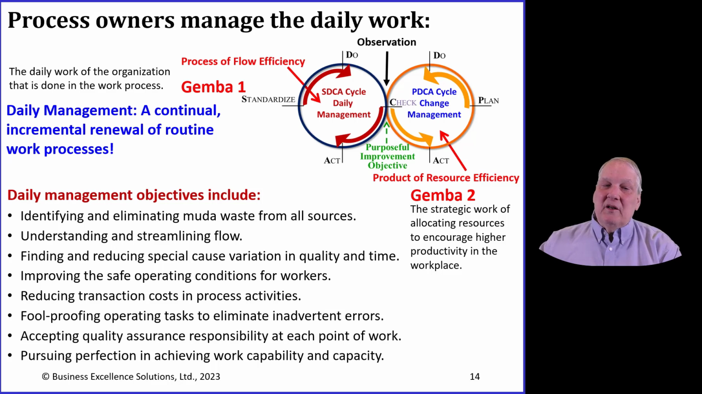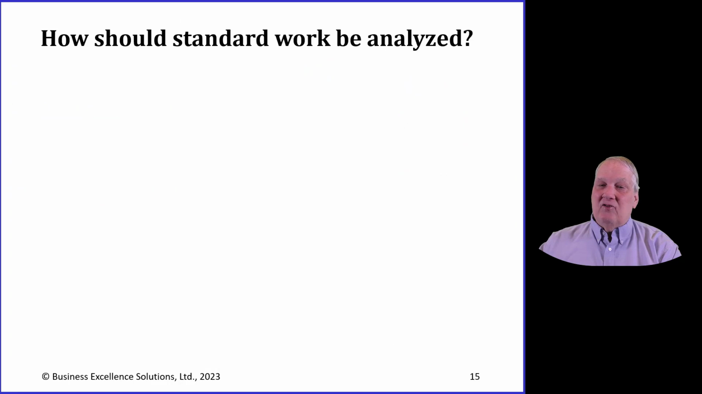So daily management includes identifying and eliminating muda, waste from all the sources, understanding streamlining flow, that's mura waste, finding and reducing special cause variation in quality and time, improving safe operating conditions for workers, reducing transaction costs in the process activities, foolproofing operating tasks and eliminating inadvertent errors, accepting quality assurance responsibility at each step in the process of work, and pursuing perfection in achieving work capability and capacity.